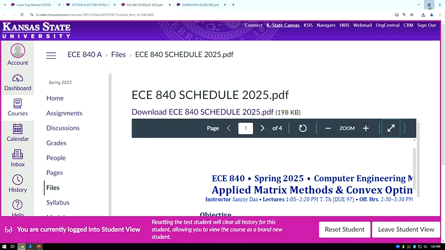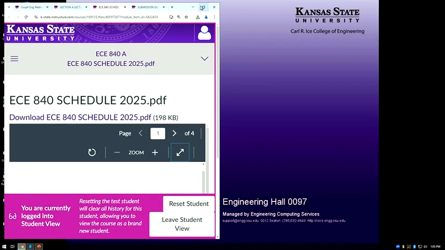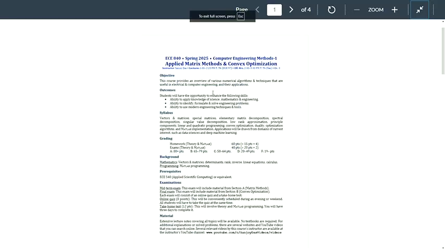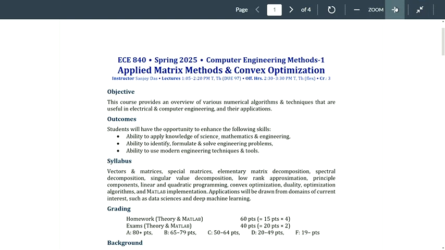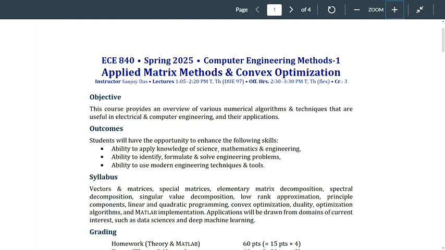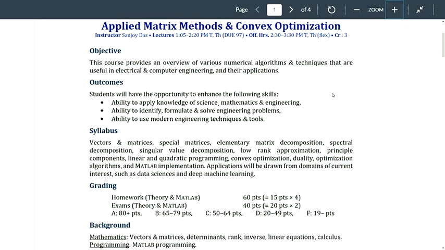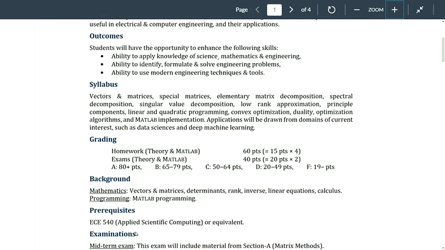So the first thing that you see, this is from the home page, is the course. It describes the course, so we have the objective and the usual typical stuff. What you would need to know is the homework, the exams, and the grading policy.